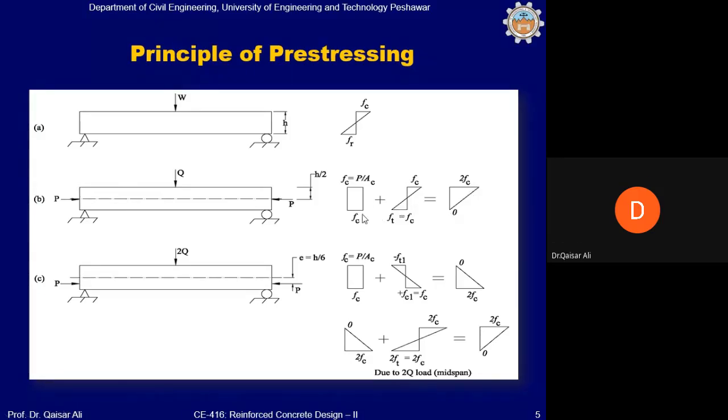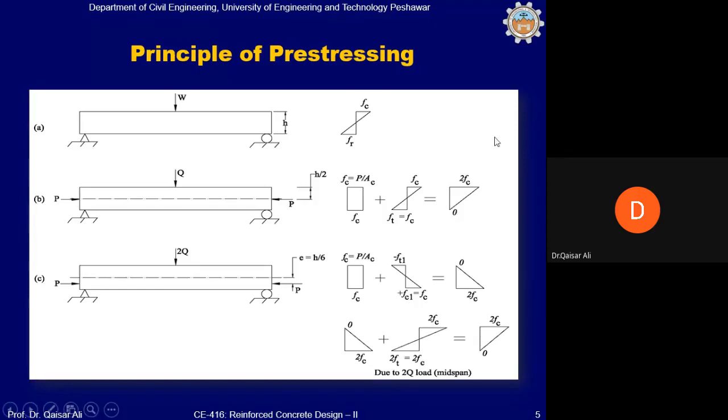And when the load would tend to produce tensile stresses in the lower part of the beam, this would not be possible because Fc is already there. So this Ft has to cancel this Fc first, and then tensile stress will be produced. So with this, you can see that practically there are no tensile stresses in the beam if the pre-compression force has been applied in such a manner that it produced a compressive stress equal to the tensile stresses produced by the load Q.